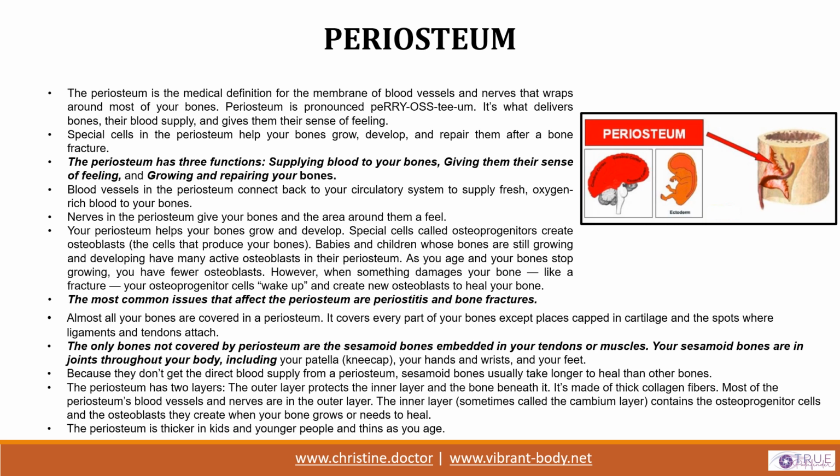The outer layer protects the inner layer and the bone beneath it, and it's made of thick collagen fibers. Most of the periosteum's blood vessels and nerves are in the outer layer. The inner layer, that is also sometimes called a cambium layer, contains the osteoprogenitor cells and the osteoblasts they create when your bone grows or needs to heal, as we've discussed. And the periosteum in general is thicker in kids and younger people and thins as you age.